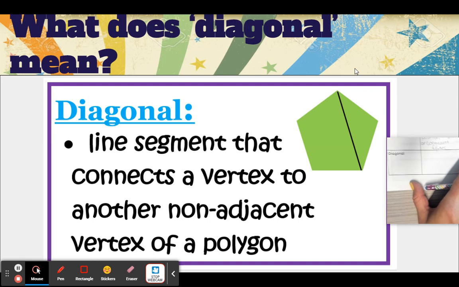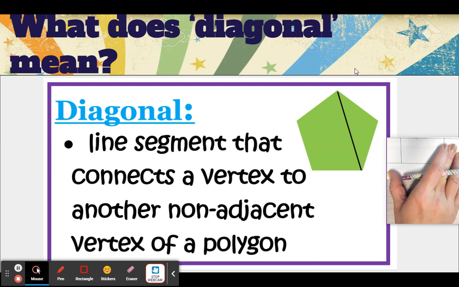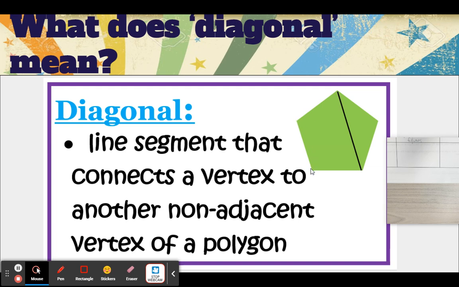I'm sure you know, comparatively speaking, I'm sure you know what a diagonal line is, but mathematically, we call it a line segment, and it connects to a vertex. So a vertex is where you have two lines coming together. So this is a vertex, this is a vertex, this is a vertex, this is a vertex, and this is a vertex. So it's a line segment that connects a vertex to another non-adjacent, which means not next to it, vertex. So if I drew a line from this vertex to this vertex, that would not be a diagonal line, right? So it cannot be next to it. It can't be adjacent. So it has to go diagonally across to another one.